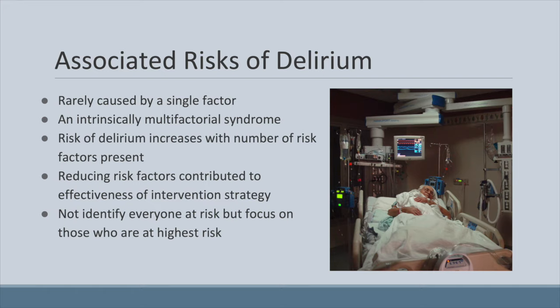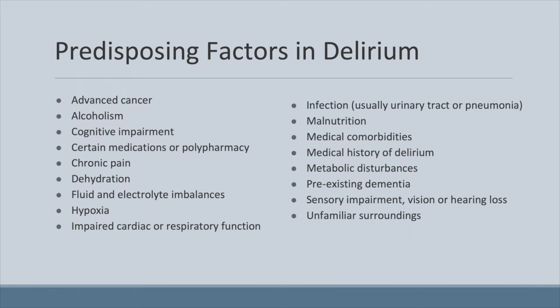Dr. Margaret Zalon and colleagues have suggested that due to the large number of risk factors, instead of trying to identify everybody who has one or more risk factors, we should focus on individuals who are at the highest risk. So what are these risk factors? We're glad you asked. Our textbook divides risk factors into two groups: predisposing factors and precipitating triggers.